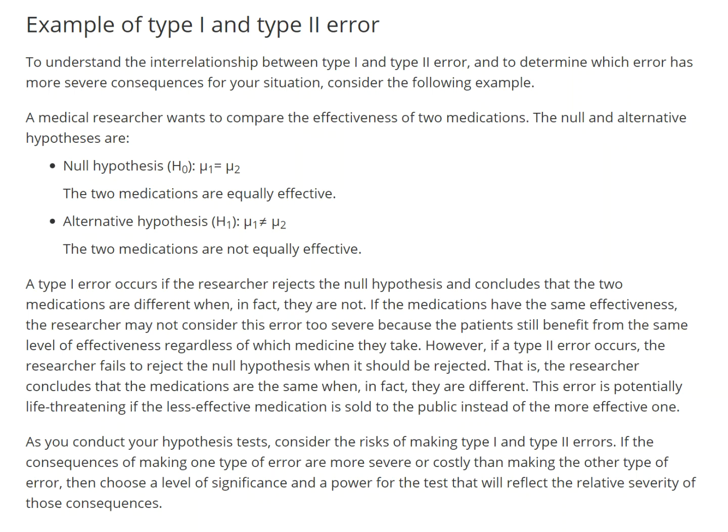For this example, a type 1 error occurs if the researcher rejects the null hypothesis and concludes that the two medicines are different, when in fact they are not. If the medications have the same effectiveness, the researcher may not have considered this error as too severe because the patient is still benefiting from the same level of effectiveness. This is one of the reasons why, when we consider the type 1 and type 2 error, the type 1 error is usually considered the less severe. However, we really don't want to make either error.